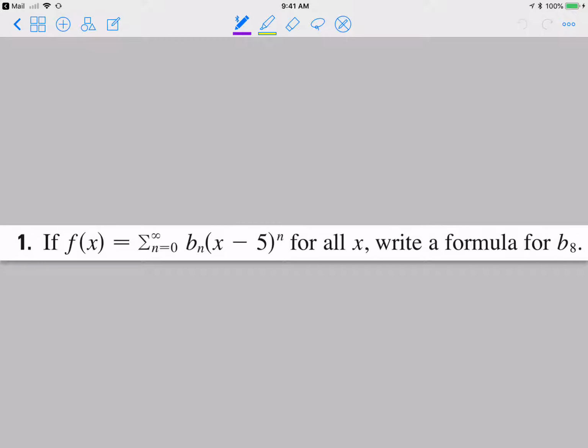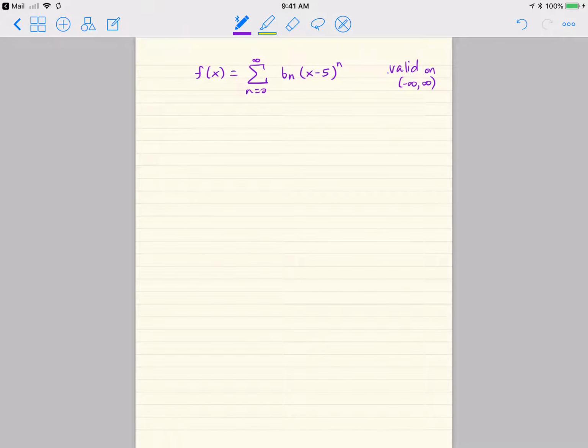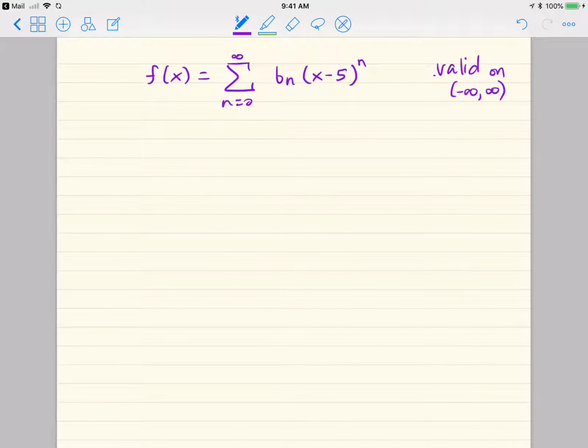Okay, so here's our problem. Take a moment, look at it, write it down. Essentially, we have a function and we know that it is equal to its power series on the entire real line. So for any real number, f of x is equal to this power series here. And we're supposed to figure out what is b sub 8.